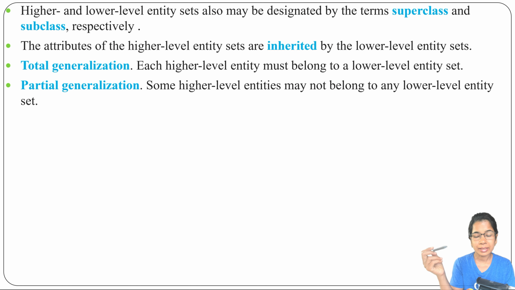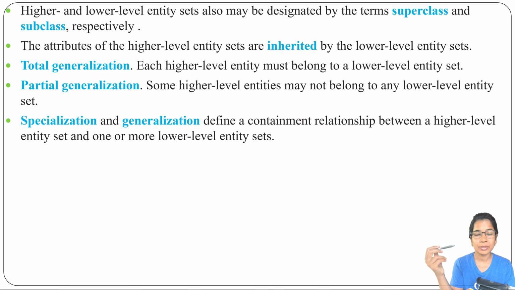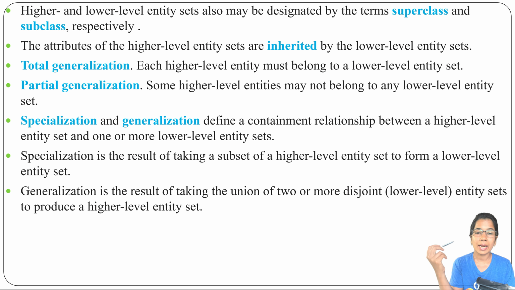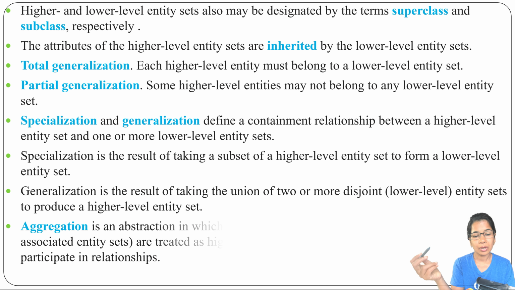So specialization and generalization are the relationships between higher level and lower level entity sets. Specialization is the result of taking a subset of a higher level entity to form a lower level entity, whereas generalization is the result of taking a union. Okay. In case of specialization, we are taking a subset. In case of generalization, we are taking the union of two or more disjoint, or we can say lower level, entity sets to produce the higher level entity set. So in specialization, we are going from higher level to lower level. In case of generalization, lower level to higher level.